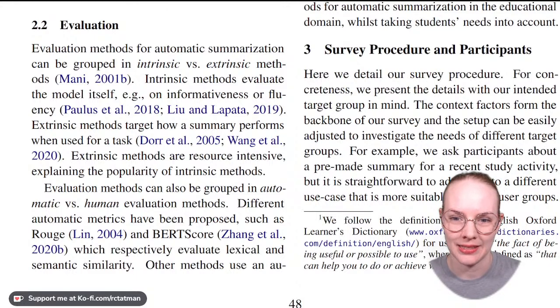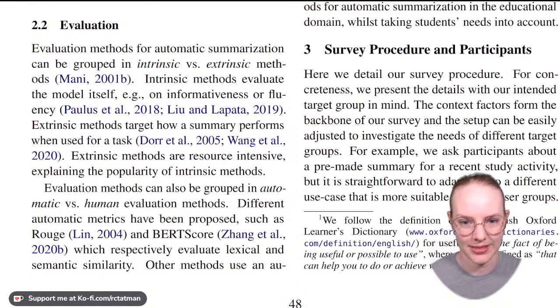Evaluation for automatic summarization. Evaluation methods, there we go, I missed a word, for automatic summarization can be grouped into intrinsic and extrinsic methods. Intrinsic methods evaluate the model itself, e.g. on informativeness or fluency. Extrinsic methods target how a summary performs when used for a task. So intrinsic, coming from inside, extrinsic, coming from the outside.